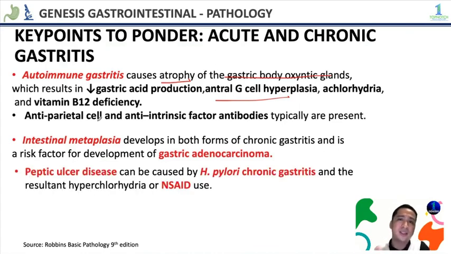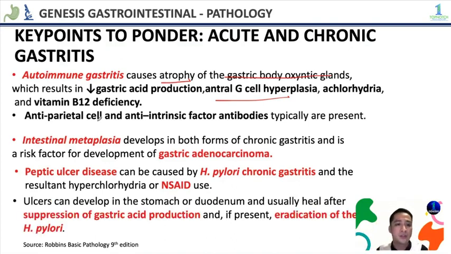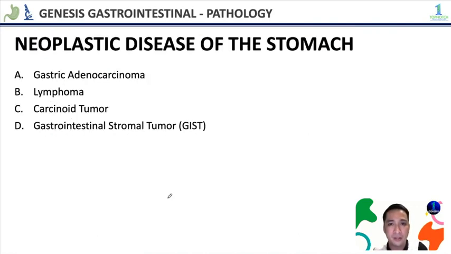Peptic ulcer disease, two key players, H. pylori and NSAIDs. Okay. So ulcers can develop in the stomach or duodenum and usually heal after suppression of gastric acid and eradication of H. pylori using your triple BMT regimen or quadruple OCAM regimen. So these are the neoplastic.